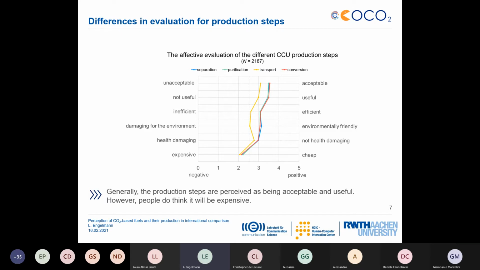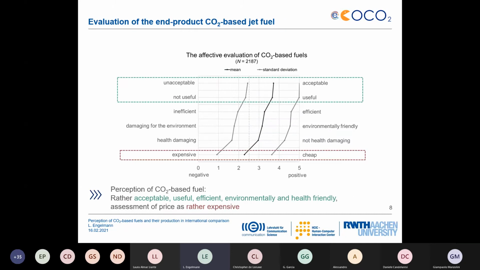And when it comes to costs, people do think that every process step included is rather expensive than cheap, and also transport is evaluated more negatively than the rest, although, as you can see, still ranking in the upper half of the scale. When it comes to the final end product that is to be produced in this project's case, a similar picture emerges. After being told how a CO2-based fuel can be added to or replace conventional kerosene, people evaluated the product using the same semantic differential as before.